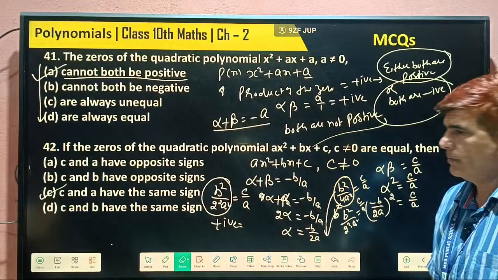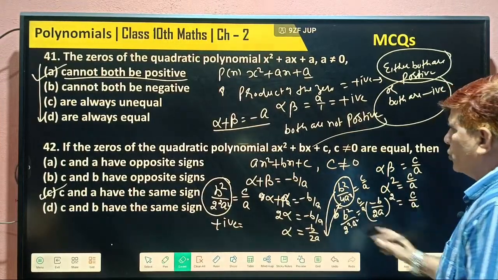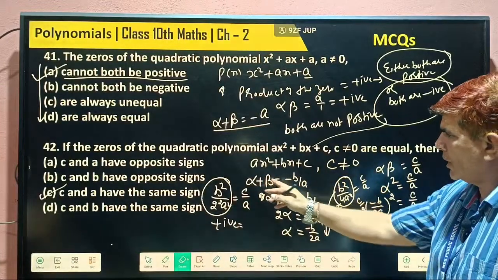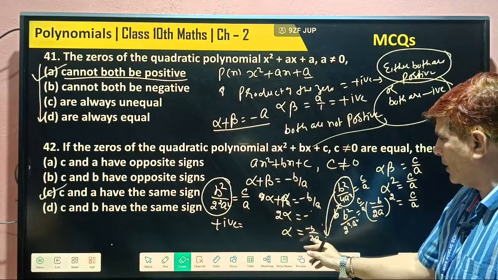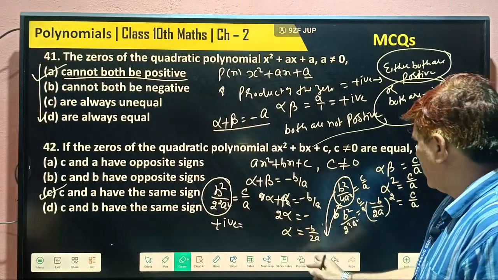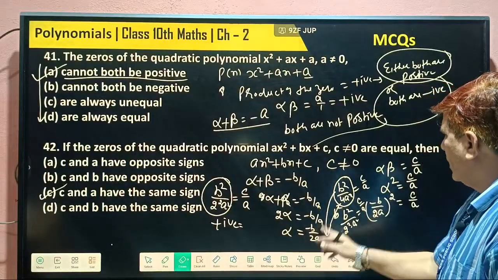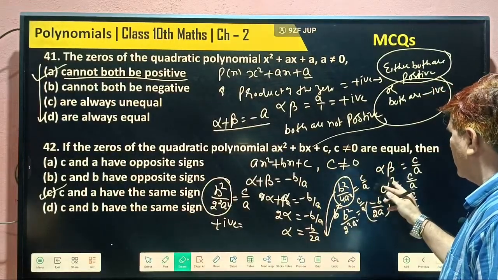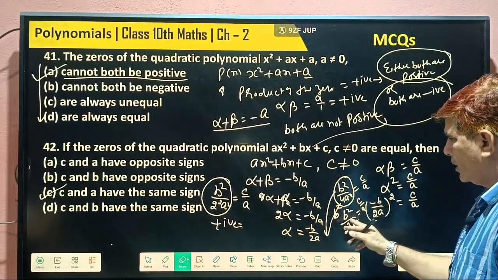Not understood? I think understood. So alpha beta you can find out, roots are equal. So in place of beta I have written alpha, 2 alpha equal to this. So alpha value coming this. And what's alpha beta? C by A, alpha square equal to this. What's the value of alpha? This coming, this equal to this.